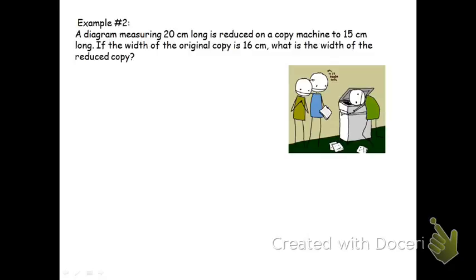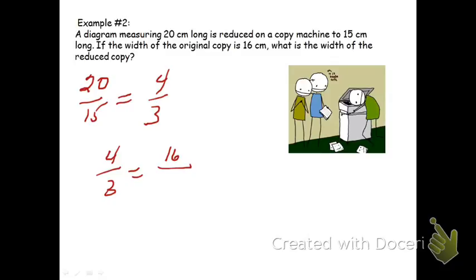Okay, so we're looking at our length. So we went from 20 down to 15. So I'm going to go ahead and reduce that. That's going to be 4 to 3. So 4 is to 3 as the original copy, which is 16, goes down to what number? So 16 over x. Cross multiplying, we get 4x is equal to 48. Divide both sides by 4. So x is equal to 12. And since we're dealing with centimeters, 12 centimeters.